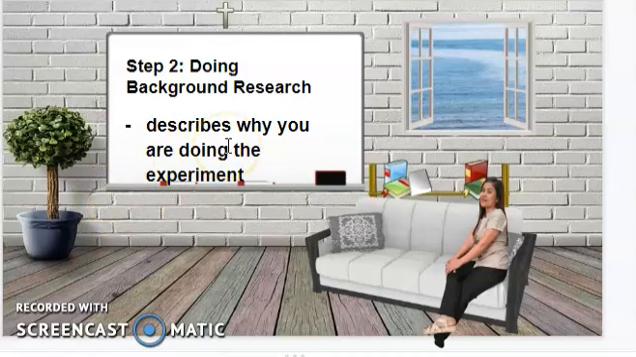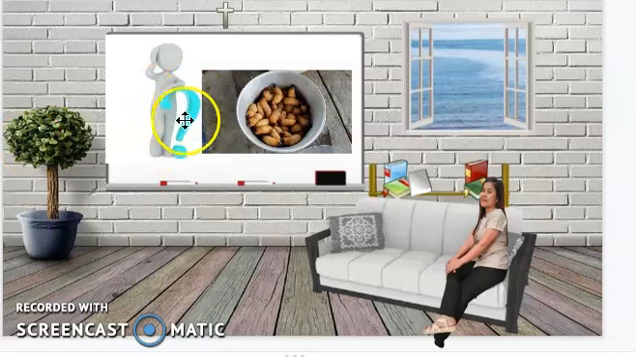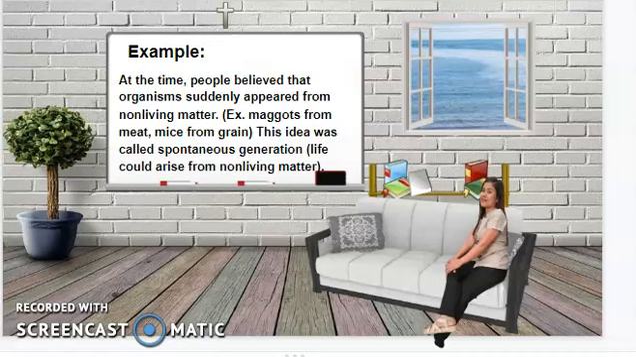Second step, doing background research. So this describes why you are doing the experiment. So how can we do this? You can go to the library, scan the books. That is a way of doing background research. Example, so since the person I have mentioned a while ago asked himself, how do maggots come into being?